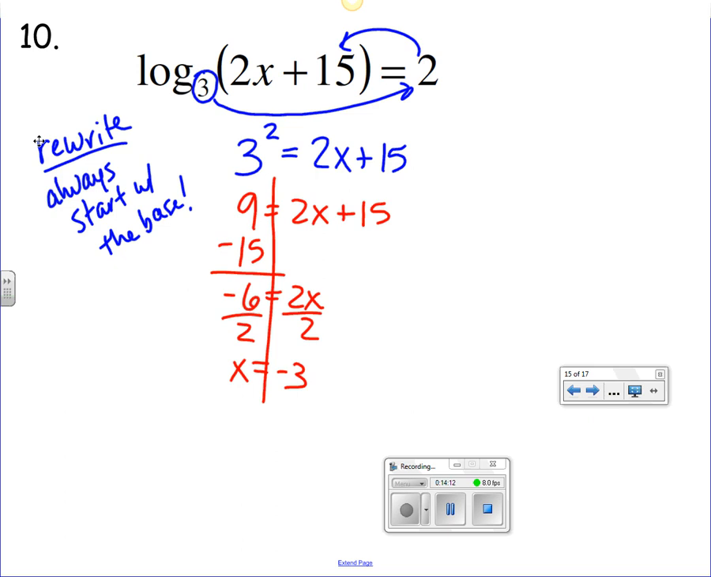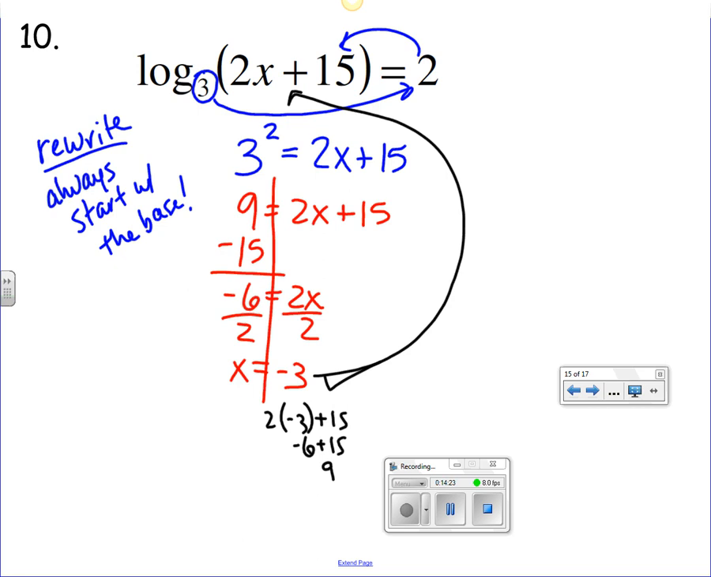All right, so let's check our answer. Let's plug that back in. 2 times negative 3 plus 15 is negative 6 plus 15, which gives you 9, which is positive. So that answer will work. So x equals negative 3 is correct.